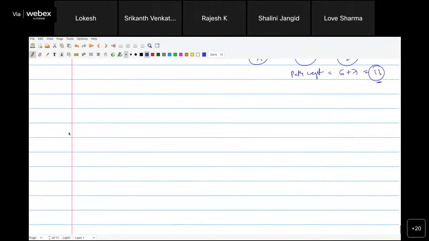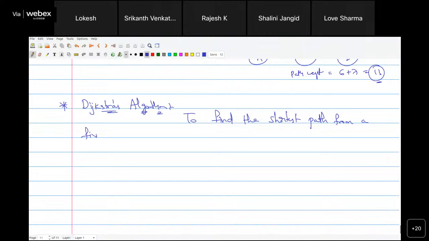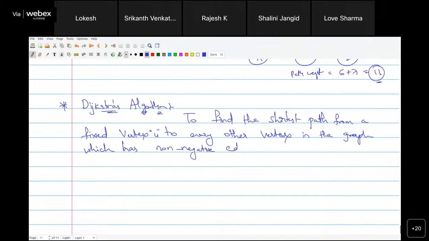Okay. So now let us discuss Dijkstra's algorithm. This algorithm we will use to find the shortest path from a fixed vertex u to every other vertex in the graph which has non-negative edge weights.